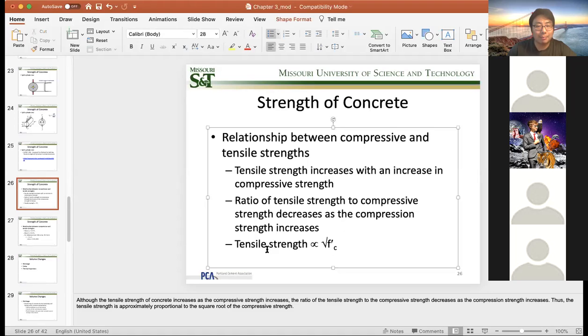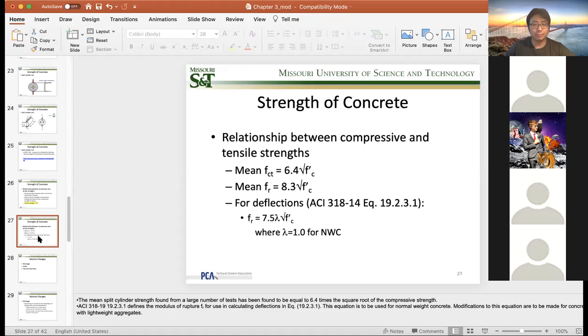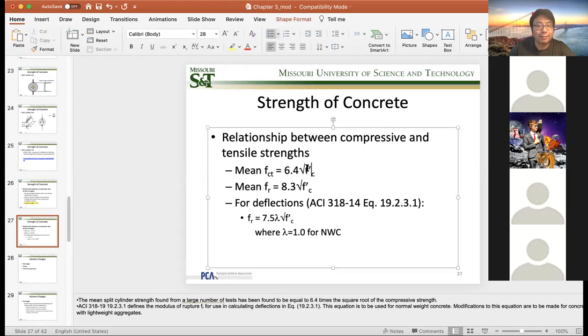Roughly, okay? All right, so this is an important fact you need to know for the exam. For the strength of the concrete, normally we test the compressive strength. Sometimes we don't have the means to test the tensile strength because it requires facilities. So what we usually do is use the compressive strength f'c to estimate the tensile strength of the concrete.